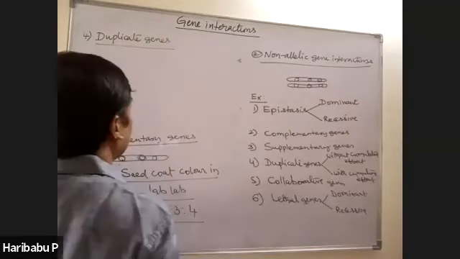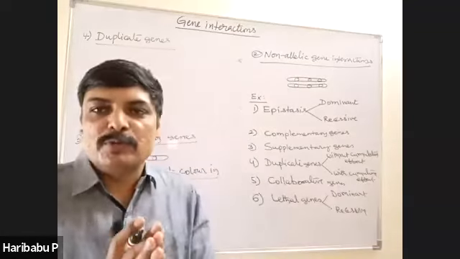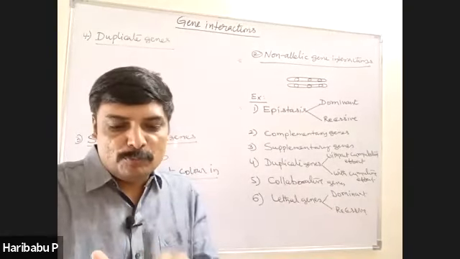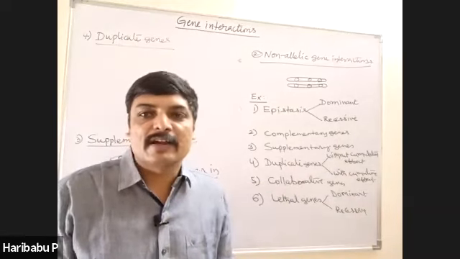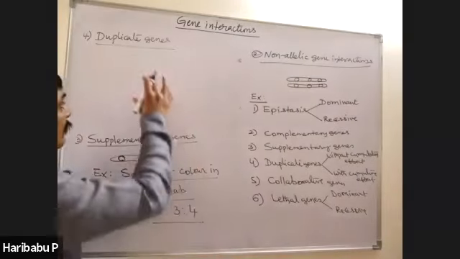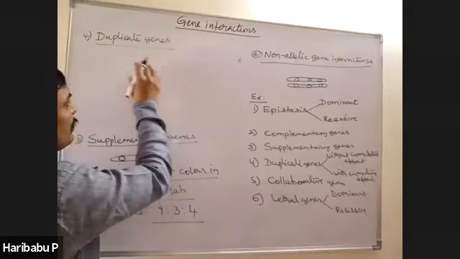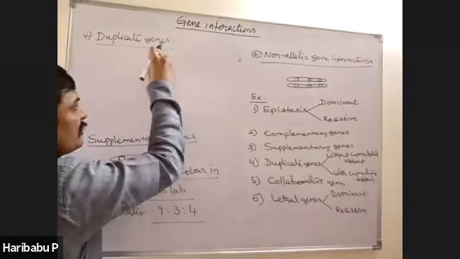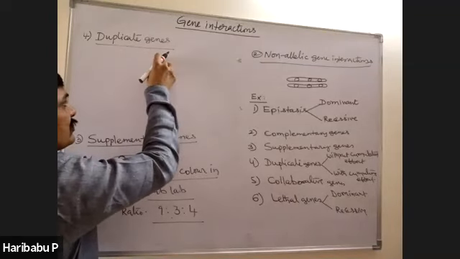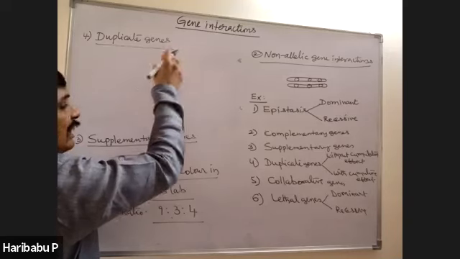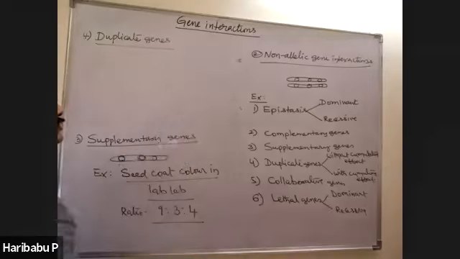What are duplicate genes? Similar type of genes, duplication. One pair is a duplicate of this one, regarding the expression of characters. For example, there are two pairs of genes, but this pair is a duplication of this pair. Such pairs of genes that influence the same character are called duplicate genes.